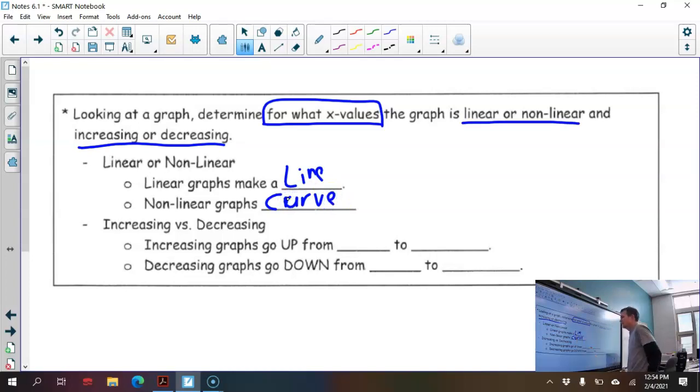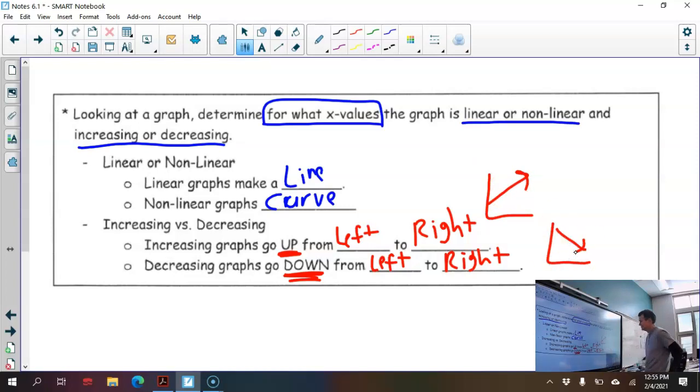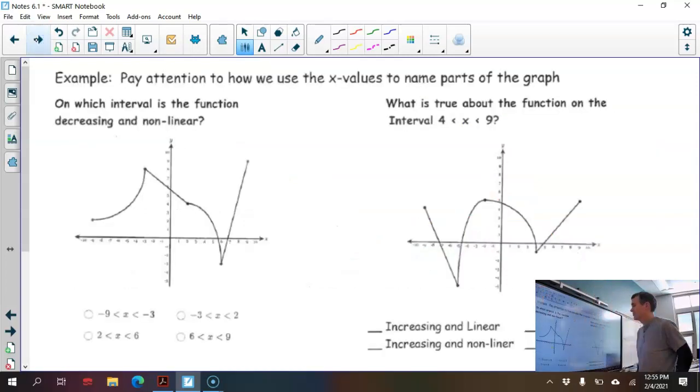If it makes a line, it's linear, and if it curves, it's nonlinear. And what about increasing or decreasing? Increasing graphs go up from left to right, and decreasing graphs go down from left to right. We should be good. Let's look at what these problems look like.